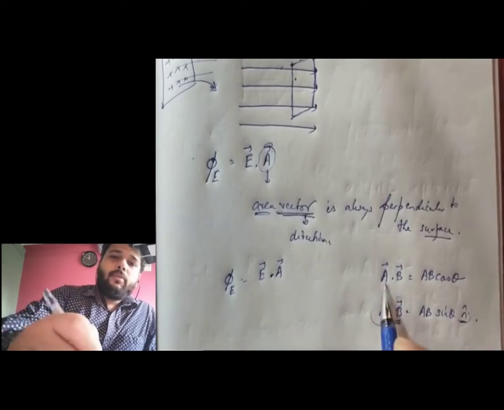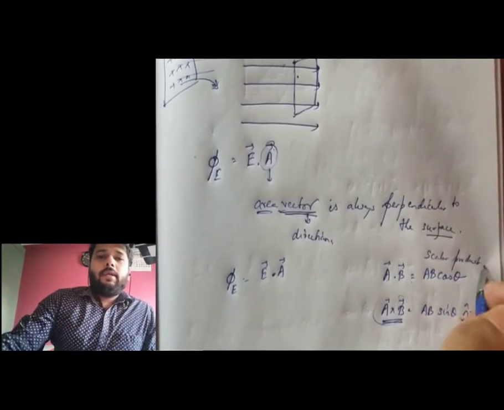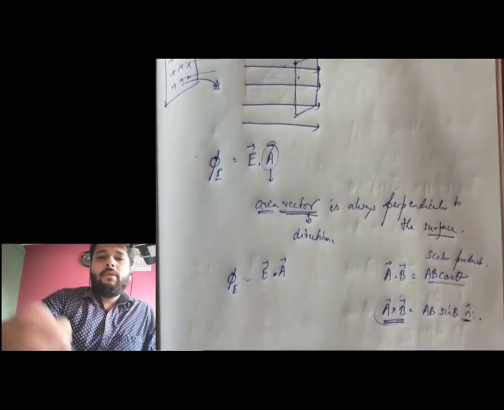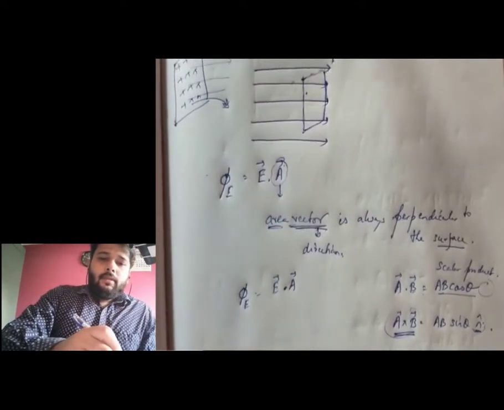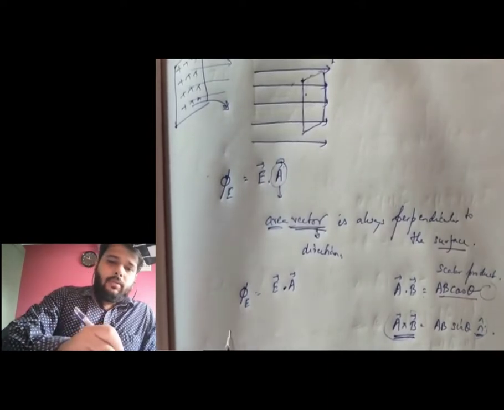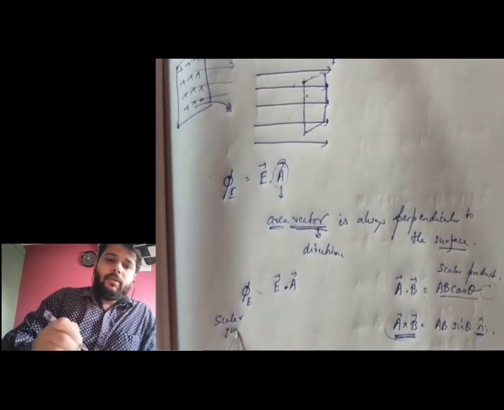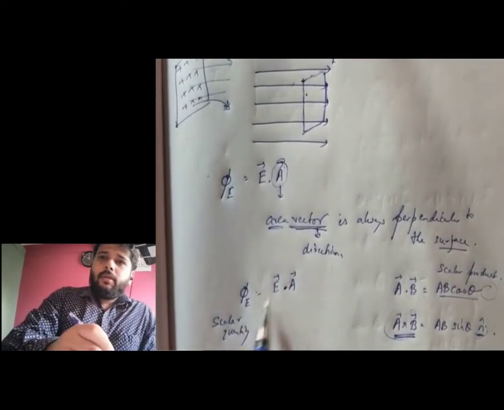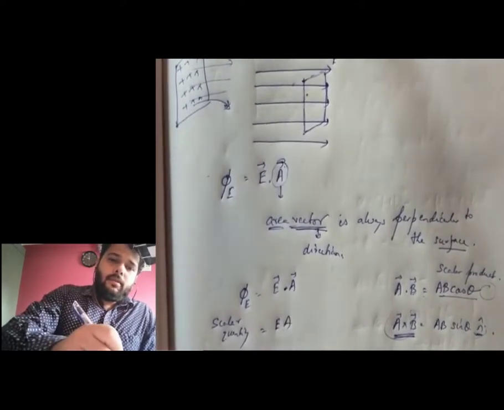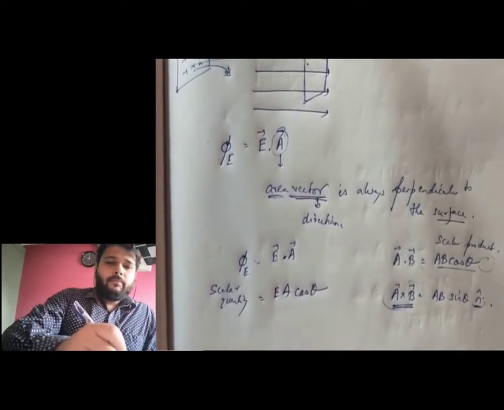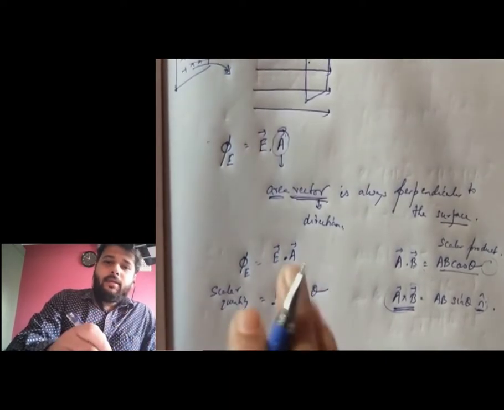But A dot B is what? Scalar product, and we all know that a scalar product doesn't have any direction, so AB cos theta, and there will be no direction. So from here we can say that electric flux is a scalar quantity. So electric flux is E dot A, and if I write this out, it will be EA cos theta, where E is the uniform electric field, A is the surface area, and cos theta.